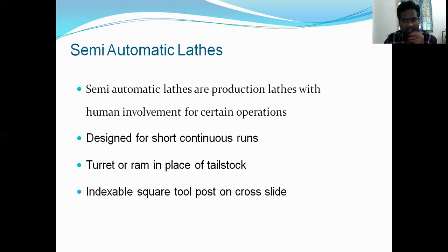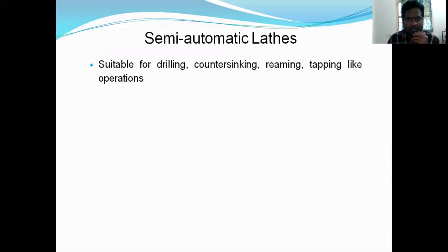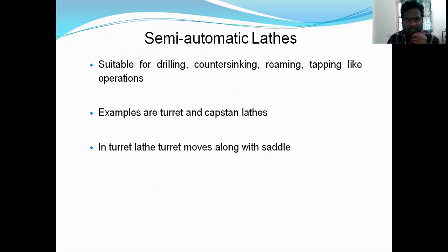Turret or ram in place of tailstock. Within that turret, we have six tools. You can fix six tools at a time. And an indexable square tool post on the cross slide, another square tool post we can fix on the cross slide. So this is the semi-automatic lathe, suitable for drilling, countersinking, reaming, and tapping operations. Examples are the turret and capstan lathe.